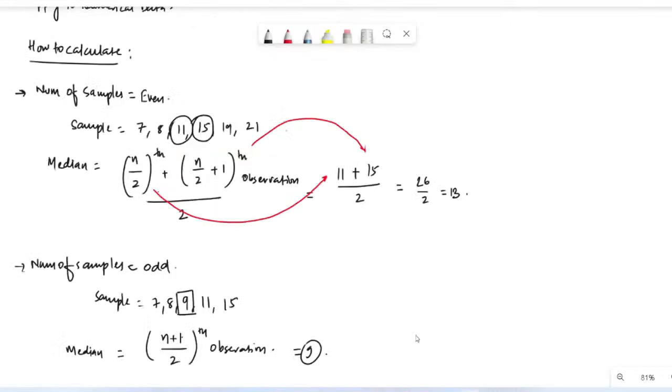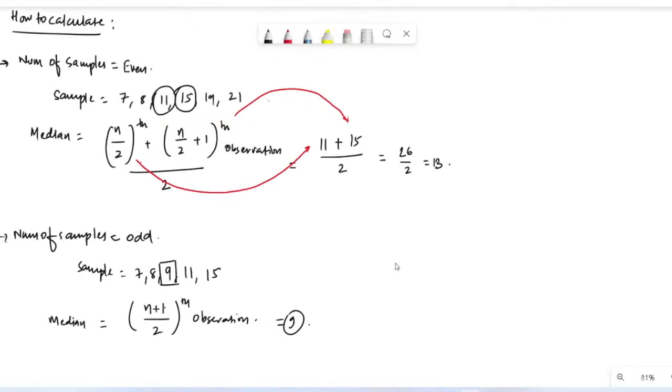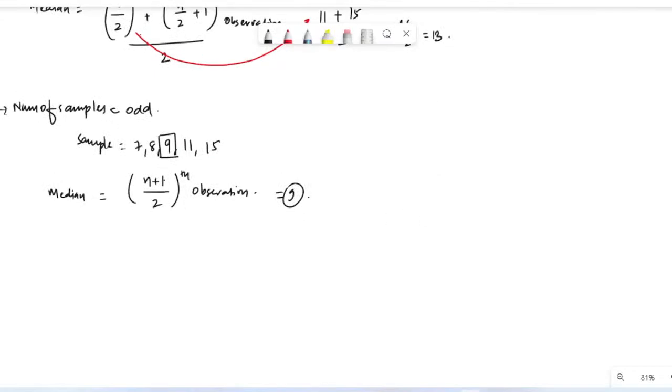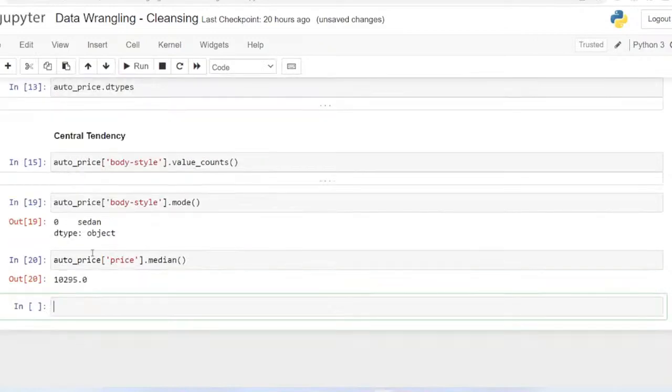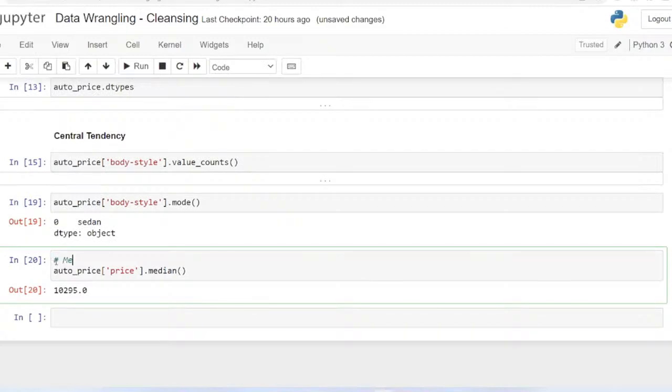Okay, next. So we can find out the median part. Let's apply it in my code. Auto underscore price. Now this has to be applied to some numerical value, of course. So maybe we can try to find out the price. And then you write simply here dot median, and it will return the median here. This is your median value. Simple as that.